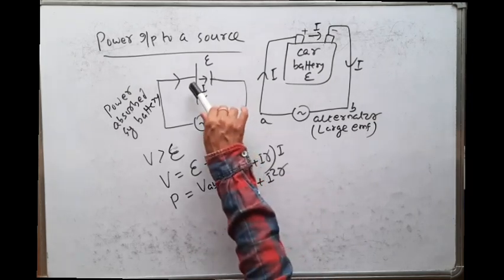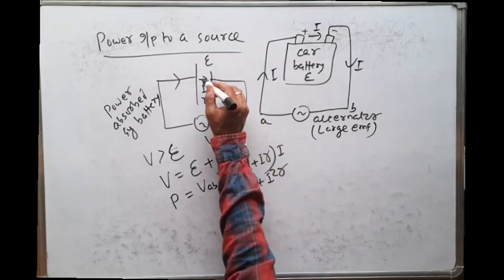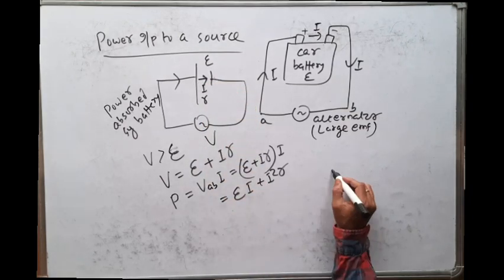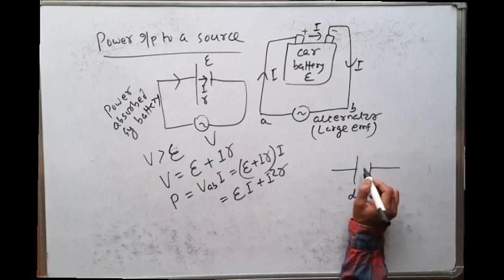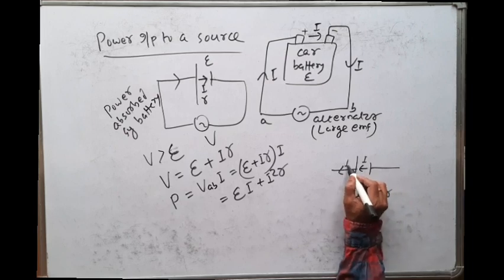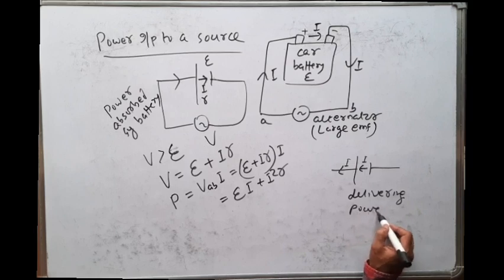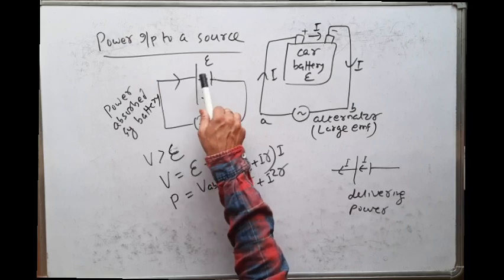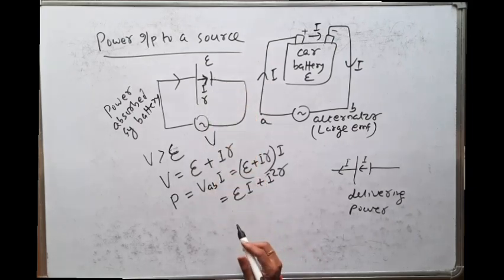So here the battery is absorbing power. If it is absorbing power, then the current direction is from positive terminal to negative terminal. But if the battery delivers current, the direction of the current is from negative to positive. So for delivering power, the direction of the current inside the battery is from lower to higher potential, and when the battery absorbs power, the direction of the current is from higher to lower potential.